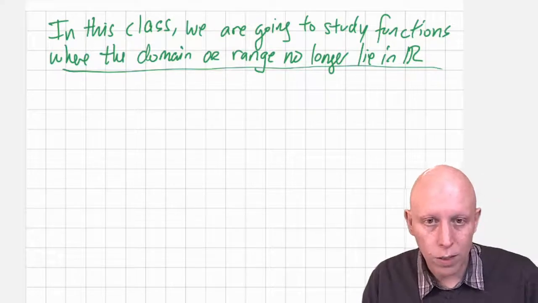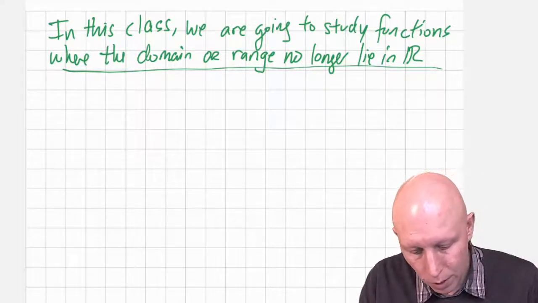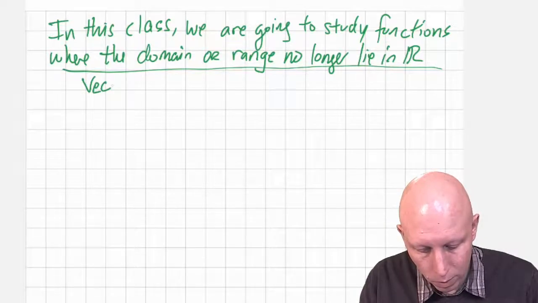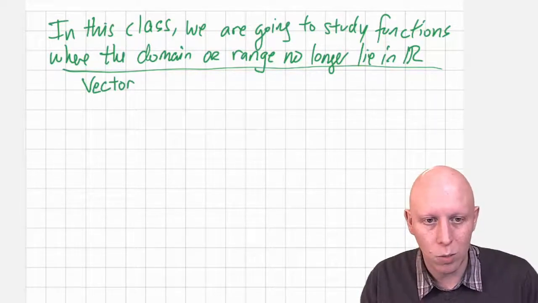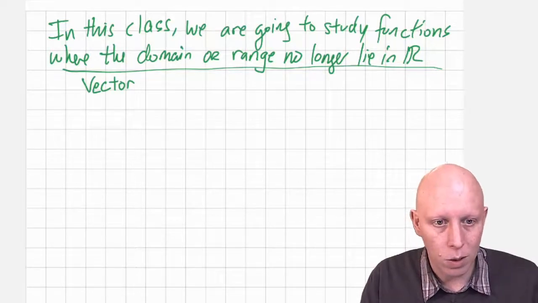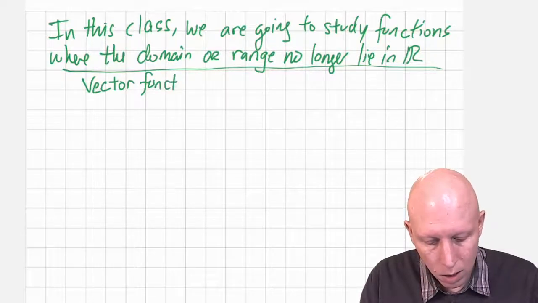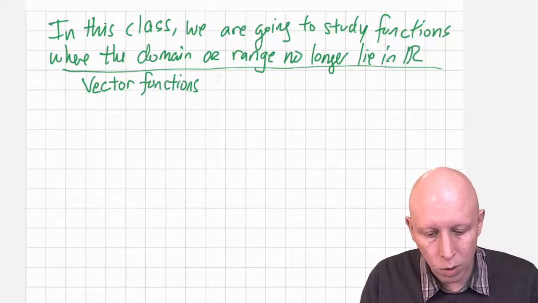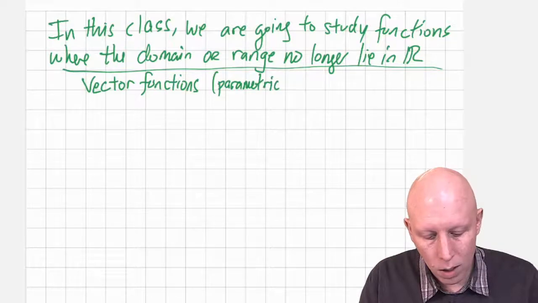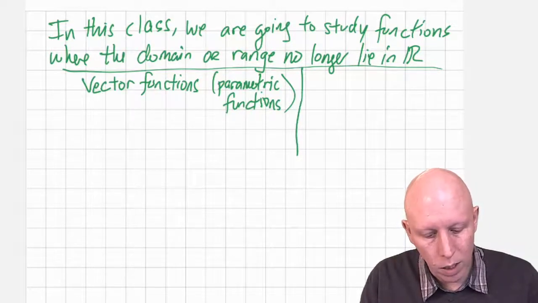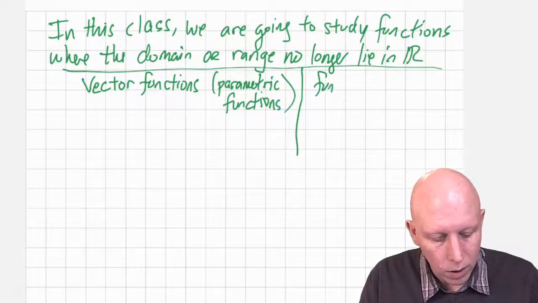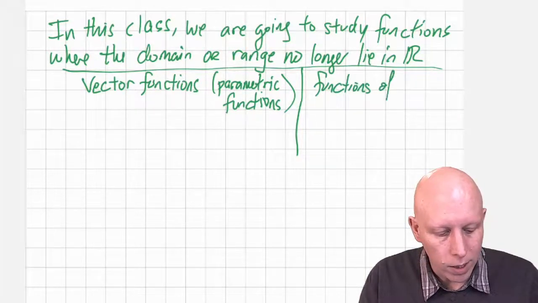And so there are two different types of these functions. One of them, which is what we're going to talk about today and for the next couple of classes, is vector functions. Another word for these is parametric functions. And the ones we're going to talk about later are called functions of several variables.